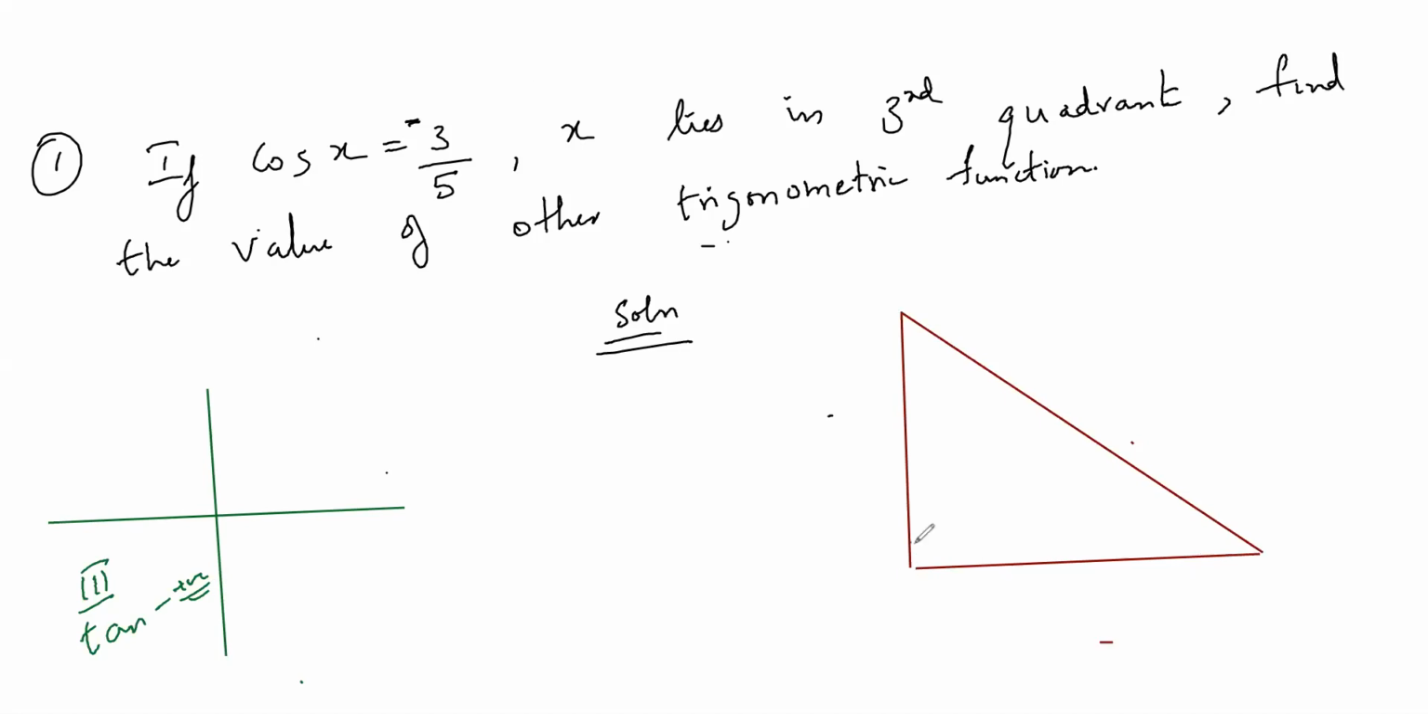Considering this is a right angle triangle, 90 degree. Cos x is equal to minus 3 by 5. If this is my theta, minus 3 by 5, so 3 should come on the base and this should be 5. So according to the Pythagoras theorem, this will be 4.